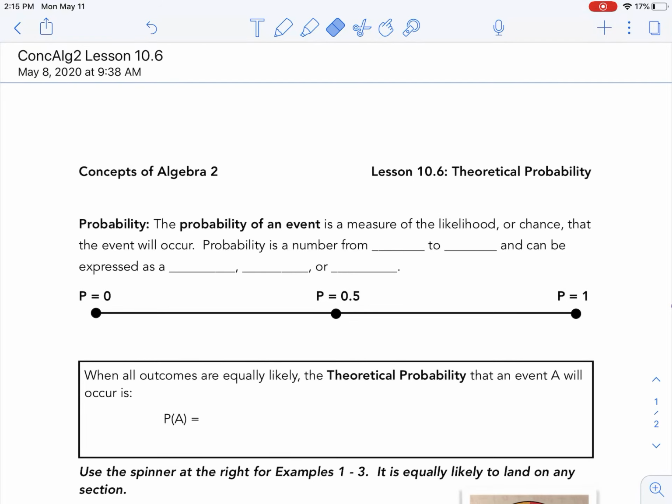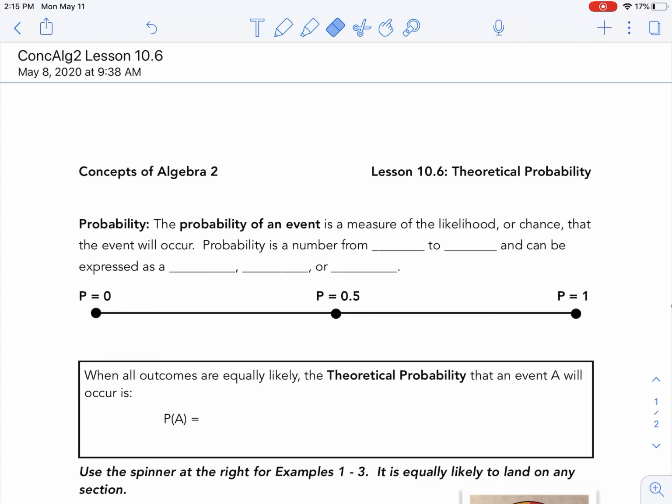In this lesson, we're going to start looking at probability, and we're going to pull in at the end some of what we've learned from combinations and permutations so that we're able to find a complete picture of what our chances are for a given event. So first off, a little review of what probability is.